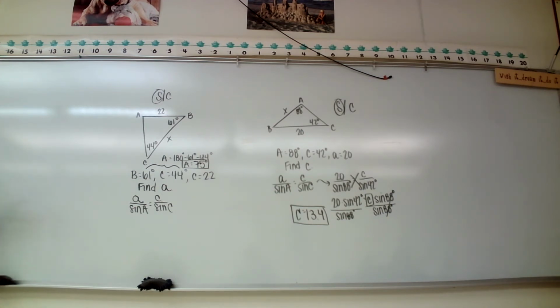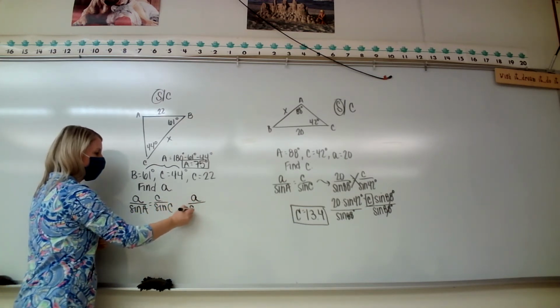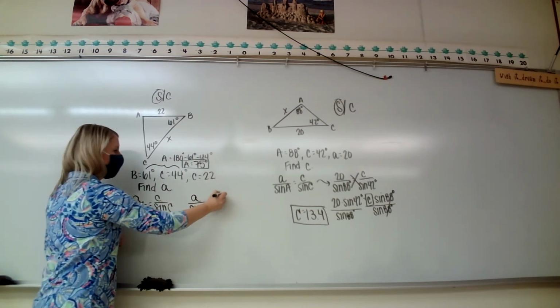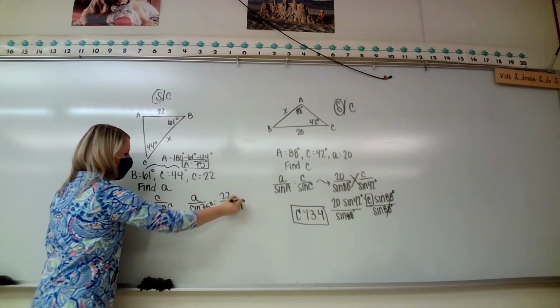The nice part is this is kind of set up like the one we just did. We're just going to throw in our info. So we have A over sine 75 equals 22 over sine 44.